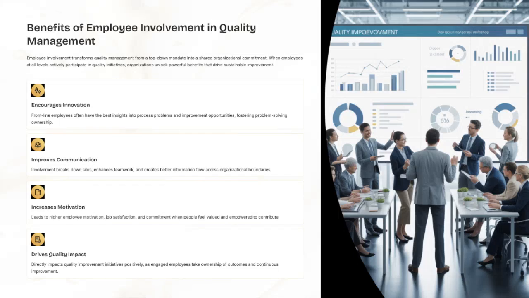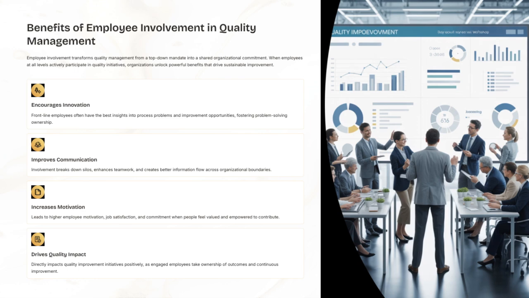When employees are directly involved in quality management, it has a positive impact on our improvement initiatives. Engaged employees tend to take ownership of outcomes and are more committed to continuous improvement. This drives the overall quality impact because when people feel valued and empowered to contribute, motivation, job satisfaction, and commitment all increase. Involvement also helps break down silos within the organization. It enhances teamwork and creates a much better flow of information across different departments and levels. This improved communication makes it easier to identify issues and develop solutions collaboratively.